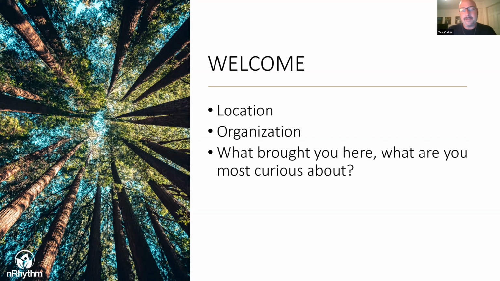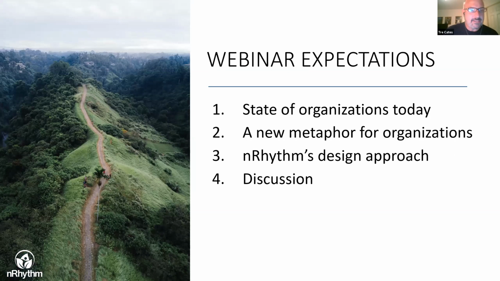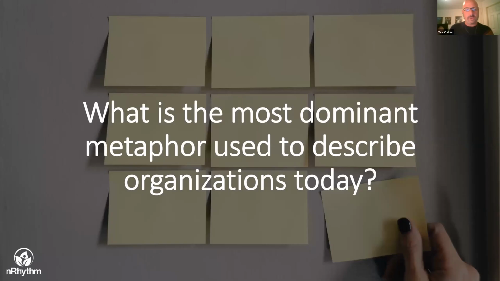So with that in mind, I want us to begin to orient ourselves around the state of what is. I think it helps us to know how we are currently doing what we're doing, and that potentially enhances what and how we could be doing it. We'll be talking about what the new metaphor for organizations would be, our approach to design, and then the opportunity for discussion. But we're going to start with this.